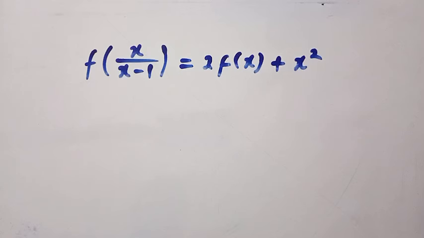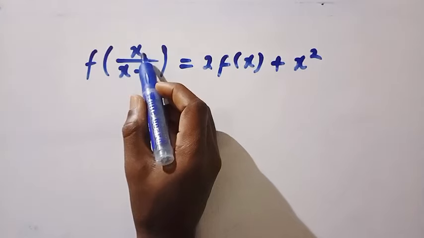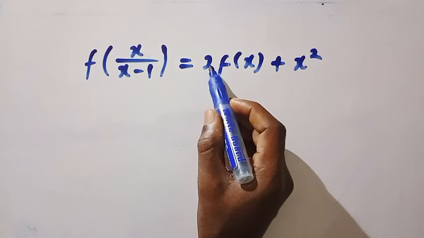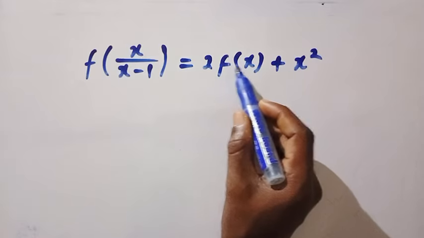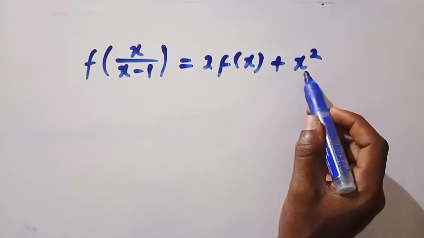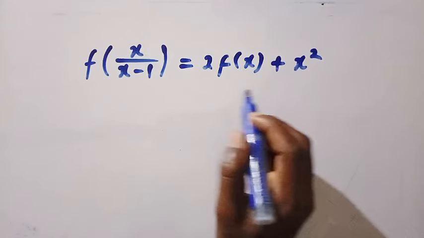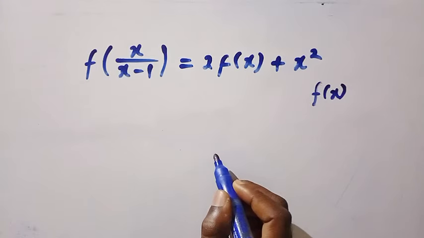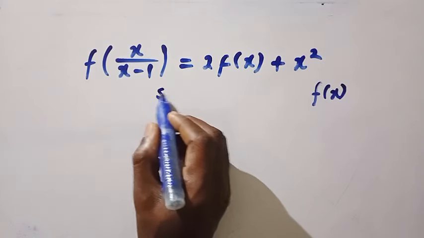How to solve these nice functional equations? We have f of x over x minus 1 equals 2 multiplied by f of x plus x squared, and we're interested to find f of x. So let's consider the solution.